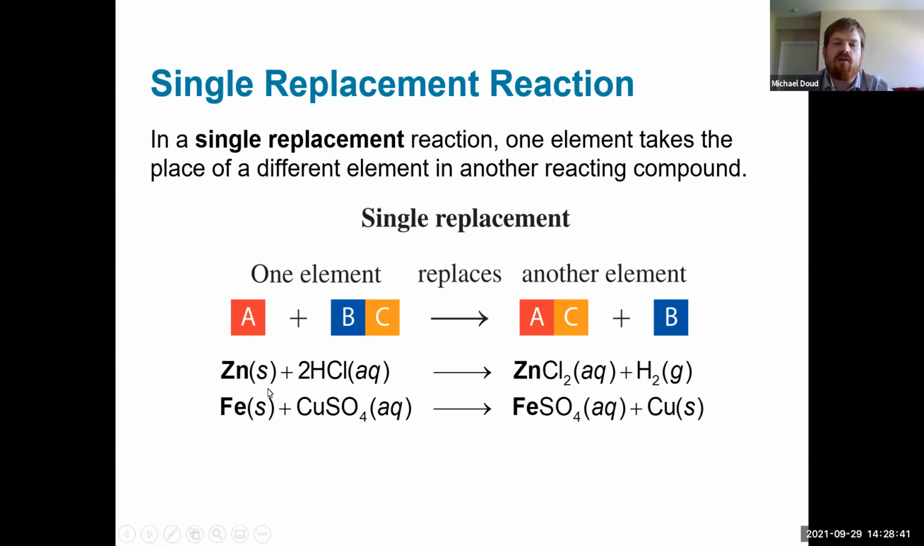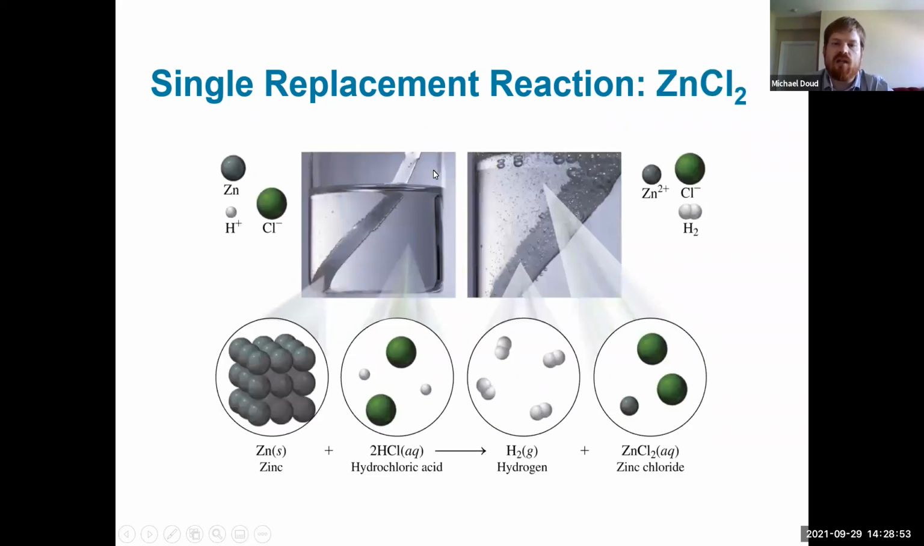The same thing here, iron reacts with copper(II) sulfate to produce iron(II) sulfate and copper. Again, iron just takes the place of the copper in the compound. I hope that makes sense. Okay, and here's another example. This is one of the reactions that we'll be doing in lab.